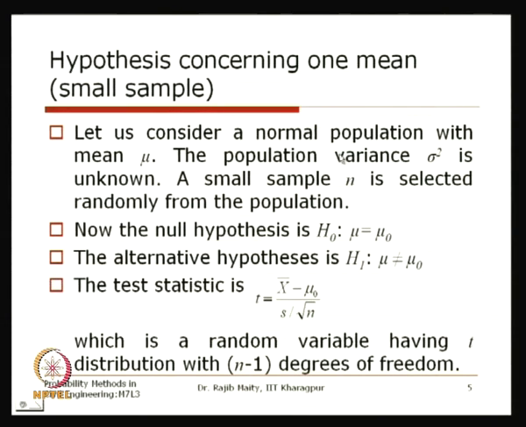So, let us consider a normal population with mean mu. The population variance sigma square is unknown. A small sample of size n is selected randomly from this population. So far we discussed the case where the sample is large; now we are discussing the case where the sample is small. As I was saying, if the sample size is less than 30, we consider it a small sample.